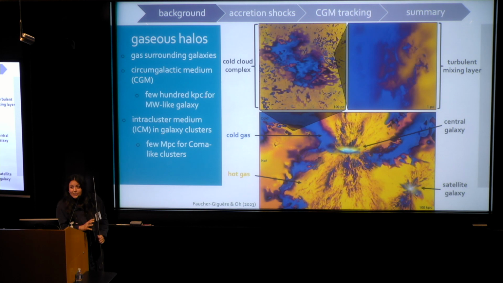I want to point out that this diagram is spanning more than 10^5 in scale, so we can't resolve all of the physics occurring at these different scales simultaneously. That's a very big limitation. However, the physics occurring at these different scales is extremely important for how galaxies evolve over cosmic time.